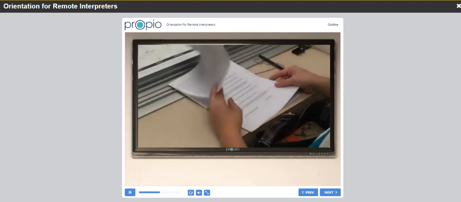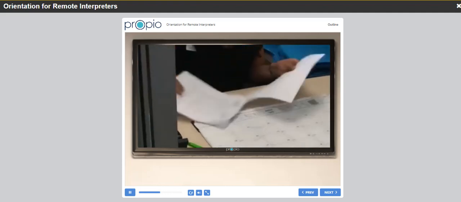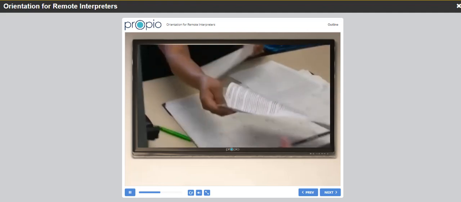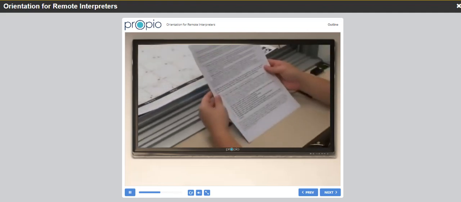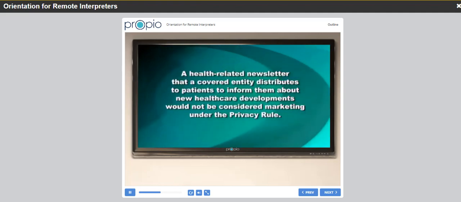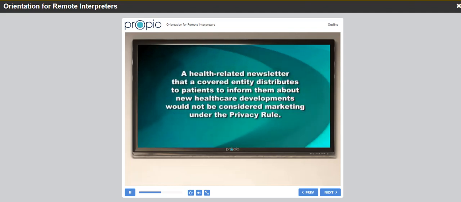At the same time, communications regarding treatment, case management, or the recommending of alternative therapies is excluded from the definition of marketing, as are communications that promote health in a general manner. Thus, for example, a health-related newsletter that a covered entity distributes to patients to inform them about new healthcare developments would not be considered marketing under the privacy rule.